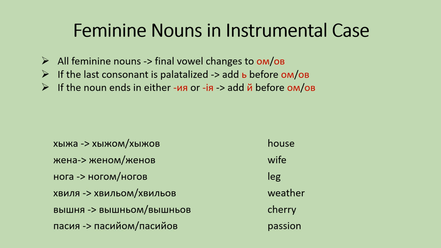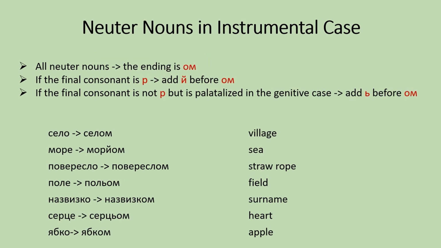Chwilia, meaning weather, becomes chwiliom, or alternatively, chwilio. Vushnya, meaning cherry, becomes vushnyom, or alternatively, vushnyo. Pasya, meaning passion, becomes pasyom, or alternatively, pasyo. Neuter nouns in the instrumental case.